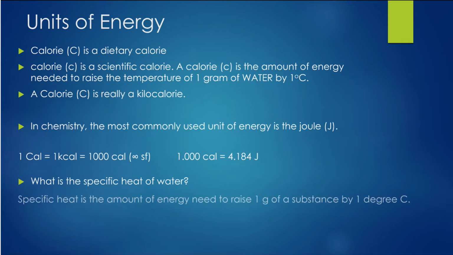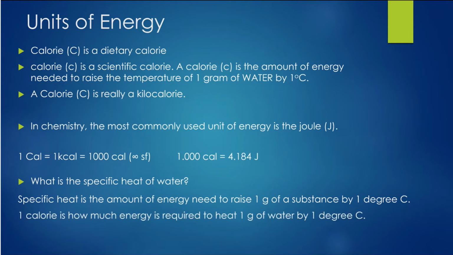So the specific heat of water, we have to think again. Specific heat is the amount of energy needed to raise 1 gram of substance by 1 degree Celsius. Well, look at that. A calorie is raising 1 gram of water by 1 degree Celsius, and it takes 4.184 joules to do that. So, specific heat of water is 4.184 joules, or 1 calorie. But again, we'll most often use the unit joules.